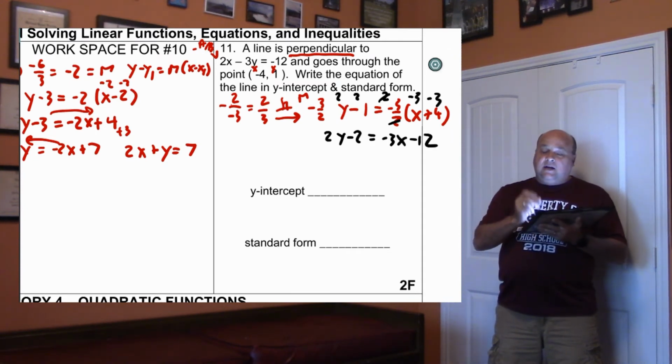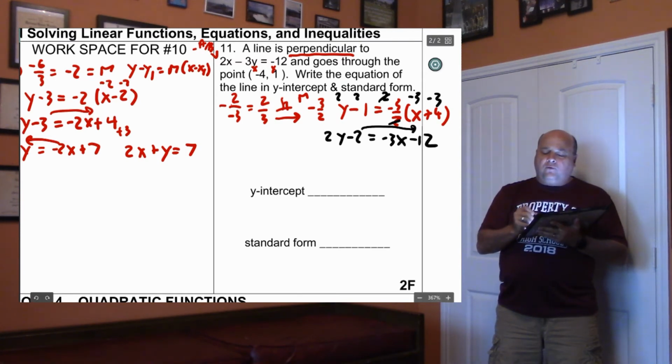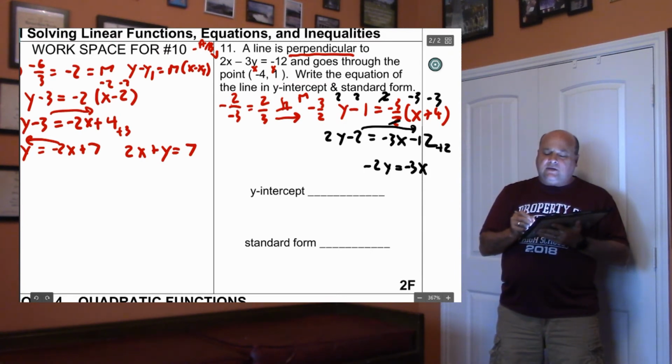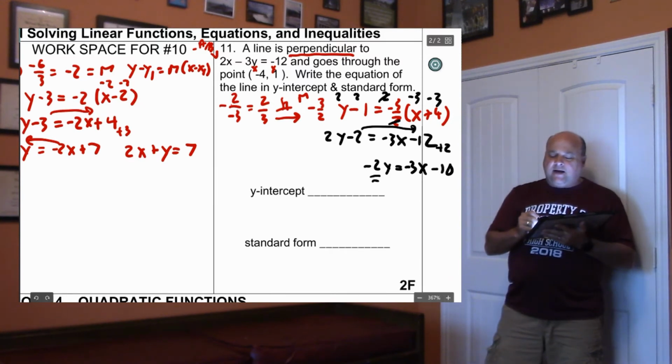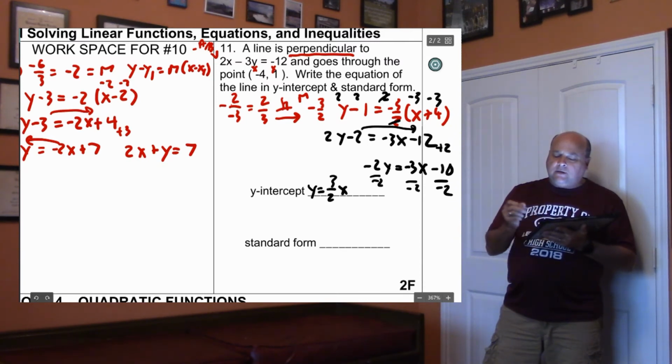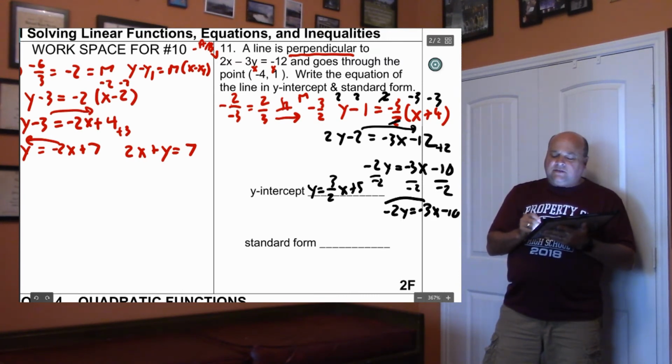Now then, the next step is to move this over. So we're going to add 2 to both sides, and we're going to get 2y equals -3x minus 10. To get the y-intercept form, I'm going to divide everything by 2. And that's going to turn into y equals -3 over 2x minus 5. Now then, I'm going to take the same equation, and to make it standard, I'm going to move the 3x over. So 3x plus 2y equals -10.